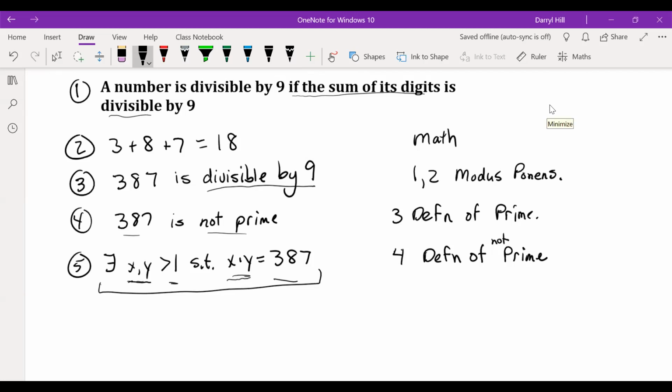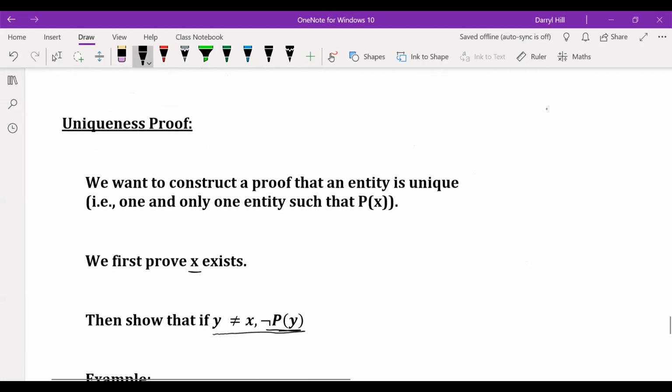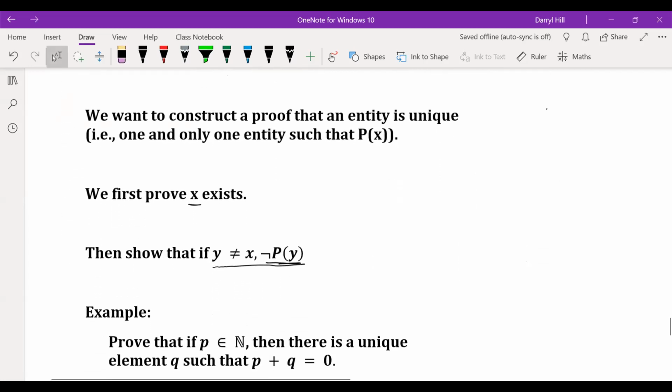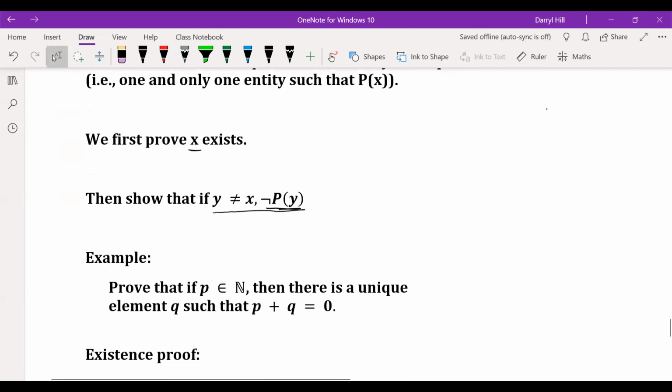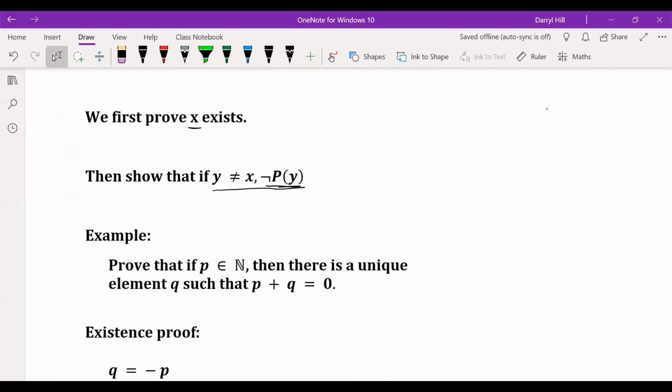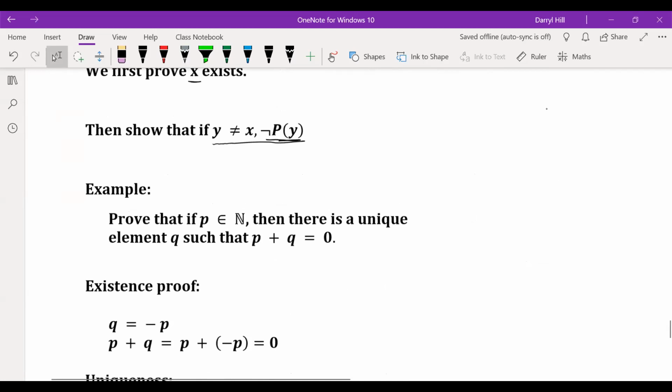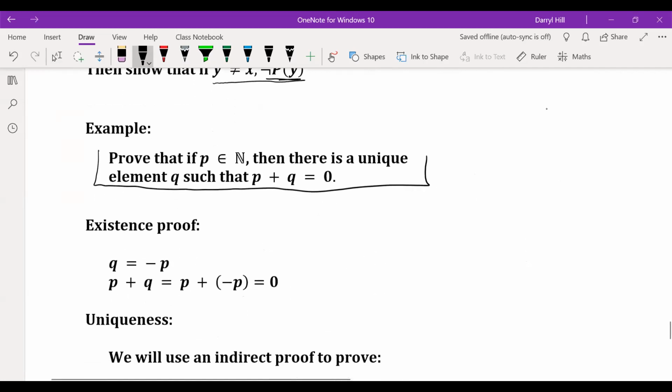Any other questions? All right. Okay, so uniqueness, we want to prove the existence. So we want to use what we did already, and then we want to show that that element is unique. So we're going to prove this: if we have P that's a member of the natural numbers, then there's a unique element Q such that P plus Q is equal to 0.